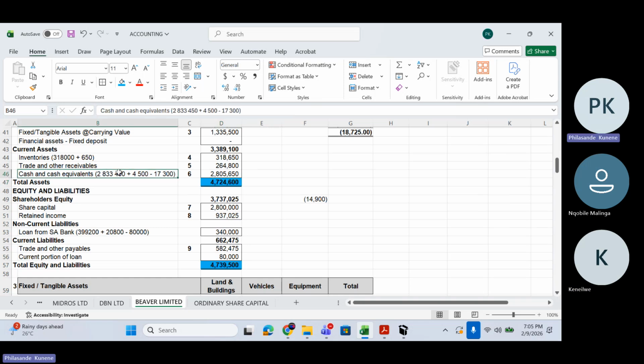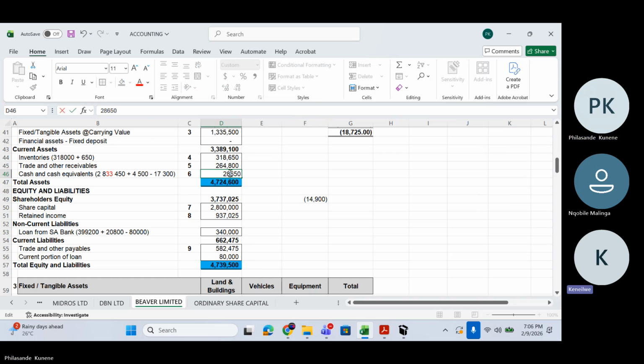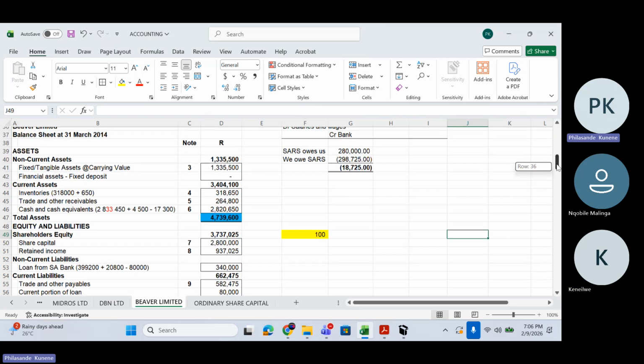But why is it going down? Because we have 833 here. Is it correct? Let me double check. 2,833,450. I'm getting 2,820,650. I think I put something wrong here. Yeah, 2,820,650. We're still off by 100 rand. I don't know where we left this 100 rand. Somewhere, somehow, from our calculators, we're still off by 100 rand.